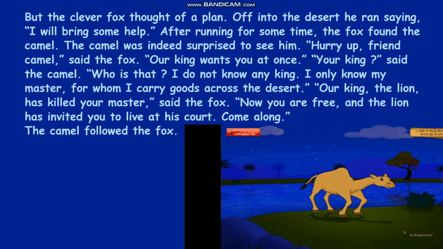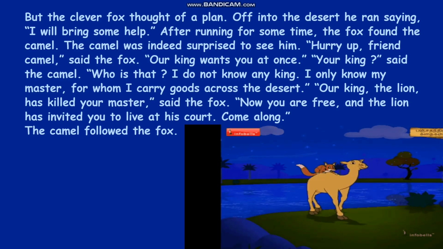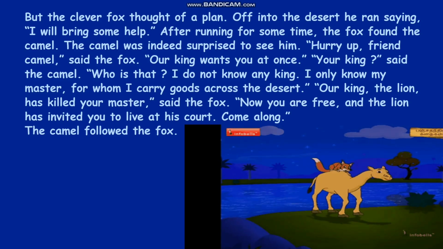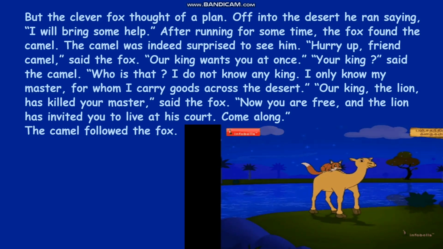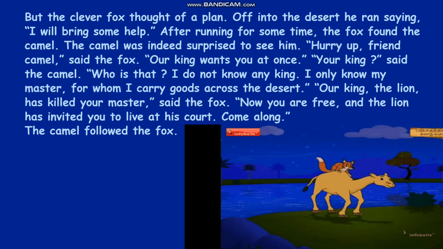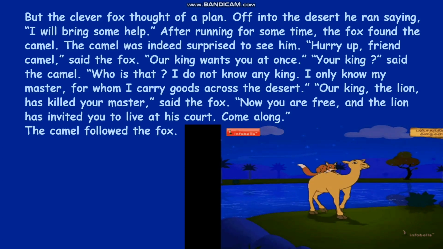तो बच्चा जैसे आपने देखा होगा हमारे वहाँ पे घोड़ों के पीठ में सामान रख के ले जाते हैं, वैसे ही डेजर्ट में कैमल की पीठ में सामान रख के गुड्स और चीजें कैरी करते हैं इधर उधर. तो कैमल उसको अपना मास्टर बोल रहा है जिस इंसान के लिए वो सामान इधर से उधर रखता था. ओके. I know only my master for whom I carry goods across the desert.